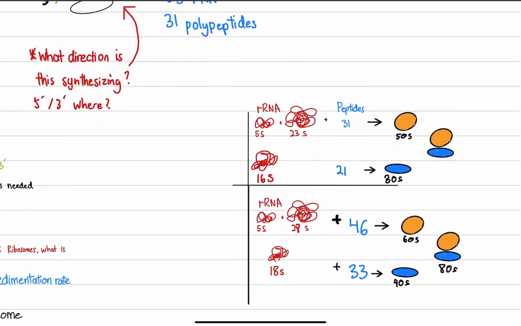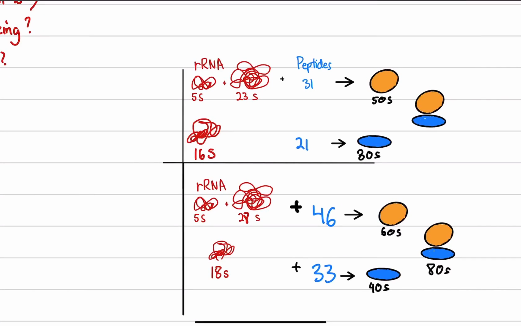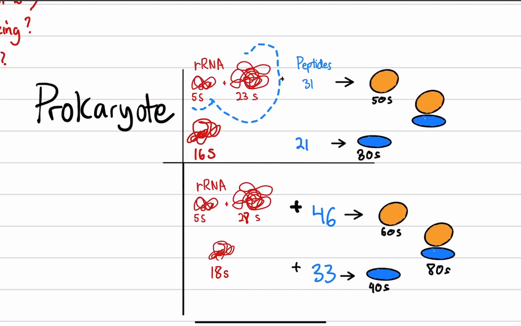And we're going to really quickly compare these. So this is the components of the prokaryotes. Let's talk about the prokaryote first. The prokaryote is going to have, and this is really just summarizing what we talked about, two kinds of ribosomal RNAs, the 5S and the 23S, and 31 peptides, and that makes the 50S. And then we have the 16S RNA, and 21 peptides, and that makes the smaller ribosomal subunit. And that just makes the entire 70S ribosome of the prokaryote.